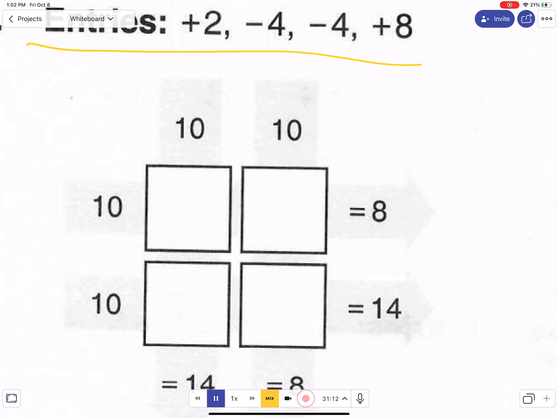Let's do our first column. 10 equals 14. So we're gonna be adding now. 10 plus 4 equals 14. So which two of these equals 14, or equals plus 4? If you said negative 4 and plus 8, you're correct.